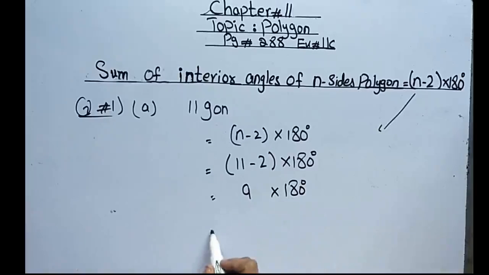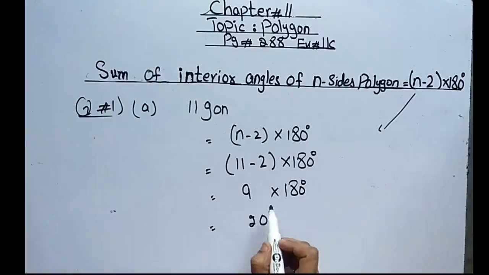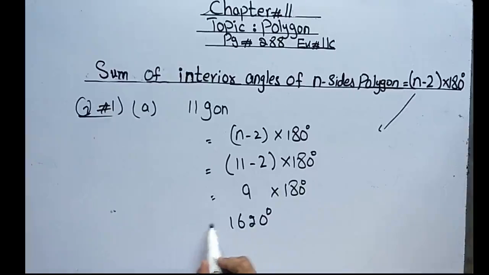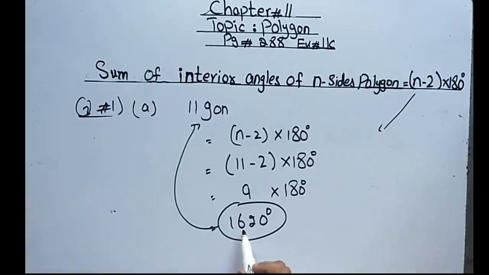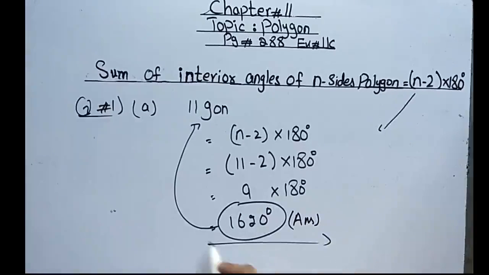So when we multiply, 9 times 0 is 0, 9 times 8 is 72, carry 7, 9 times 1 is 9, and 7 makes 16. So 1620 degrees. It means the sum of interior angles of an 11-sided shape is equal to 1620 degrees, and this is your final answer. Got it, beta?